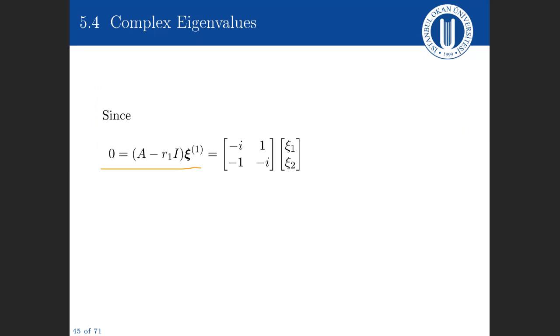To calculate an eigenvector, we always start with A minus r1 I, xi1 is equal to 0. That tells us that we must have minus i xi1 plus xi2 is equal to 0 from the first line, and from the second line, we must have minus xi1 minus i xi2 is equal to 0. There are not two different equations here. There's only one equation here. If we take the first equation and multiply by i, the first term becomes minus i multiplied by i, and i squared is minus 1.